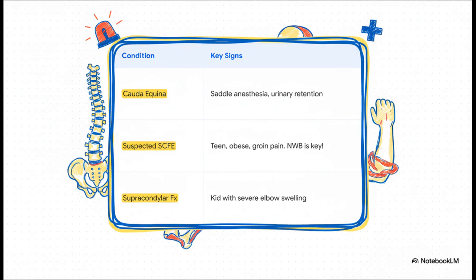Last but not least in our red flag tour, spinal and high-risk peds. Cauda equina syndrome. If you see saddle anesthesia, urinary retention, or bilateral leg weakness, that's a drop everything and call neurosurgery situation. Don't miss it.